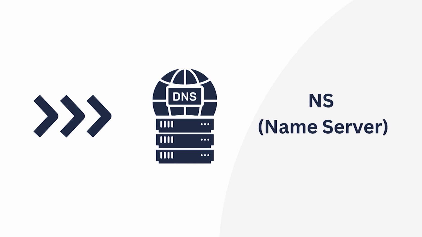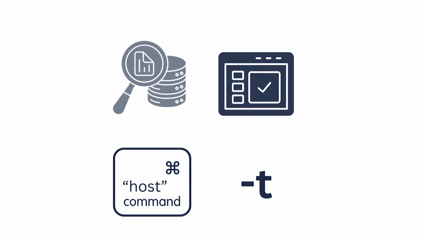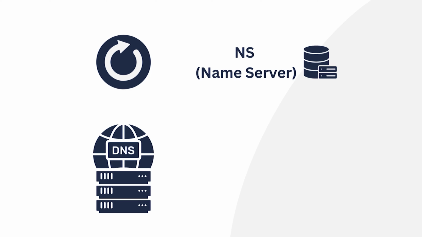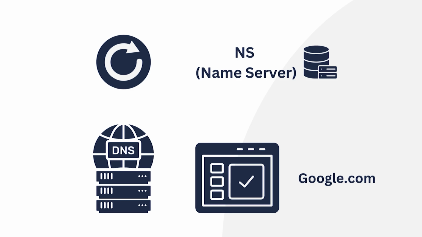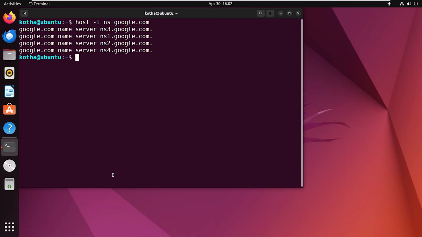Now moving on to the DNS server query for NS or name server. Query type of hostname can be selected using the host command along with option -d. Here I will show how to retrieve the name server records to find the DNS servers associated with the hostname google.com. For that I am typing host -d NS for name server and then the hostname google.com. Press enter and look, the names of the DNS servers have been shown that are associated with the hostname google.com.